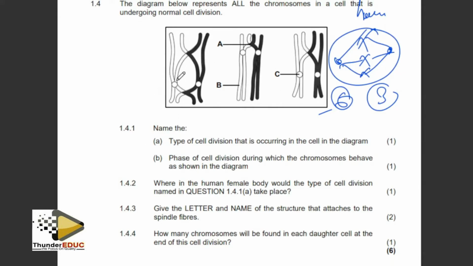This is chromosome 1, chromosome 2, chromosome 3, chromosome 4, chromosome 5, chromosome 6. Because they are still in meiosis 1, at the end of this cell division it will be half the chromosome number, whereby 1, 2, 3, 4, 5, 6 gives 3. So it means that the answer is going to be 3.